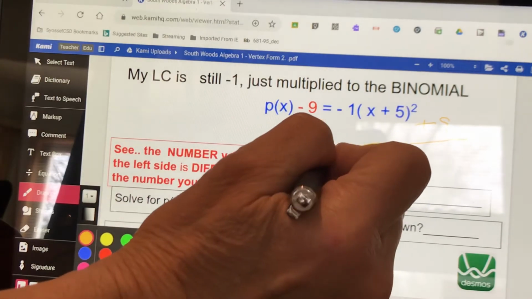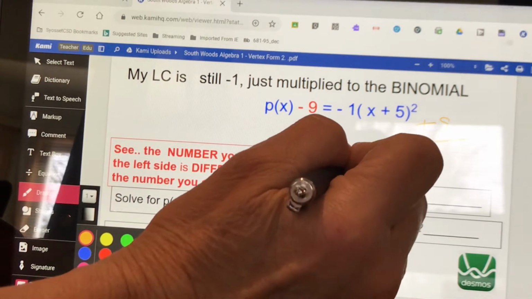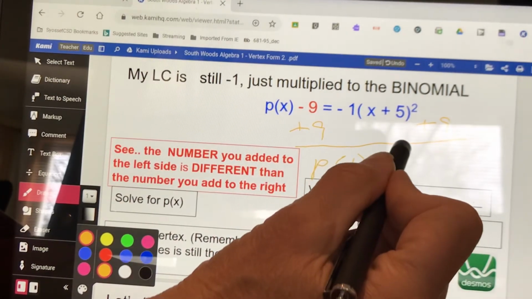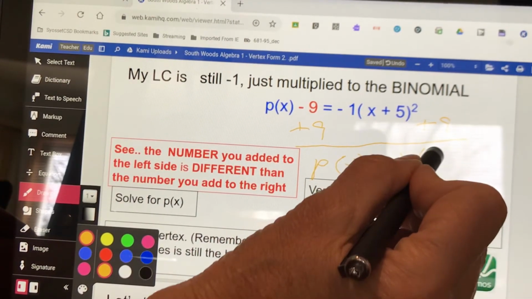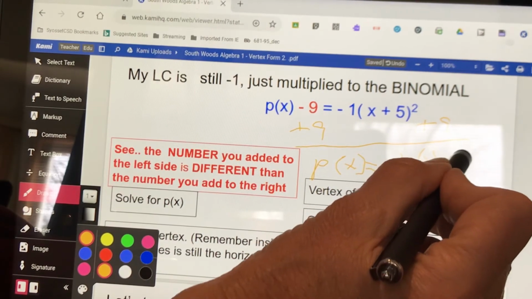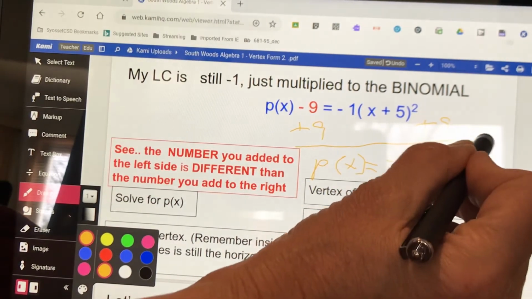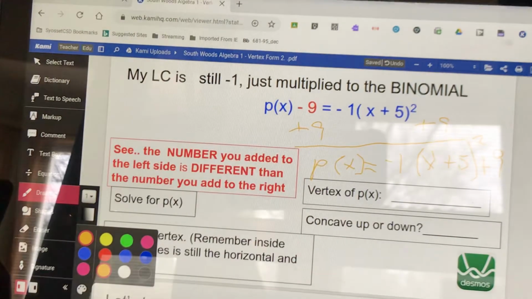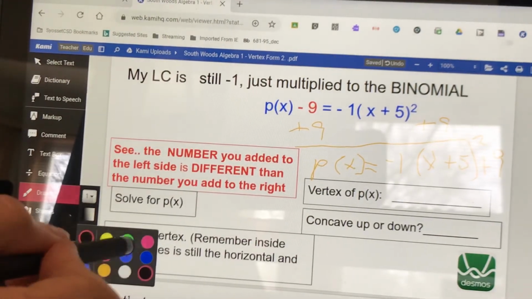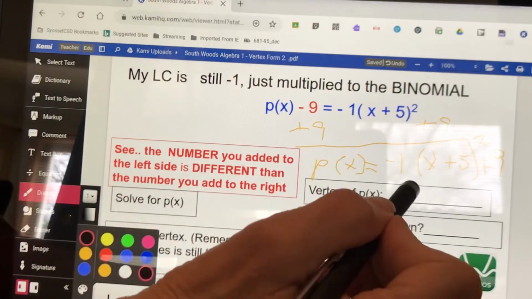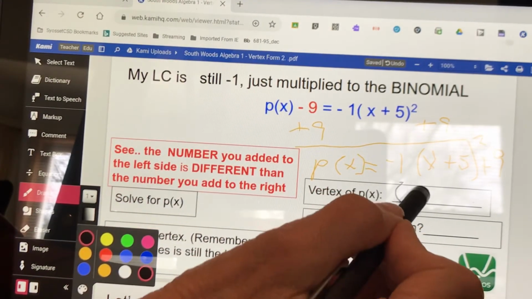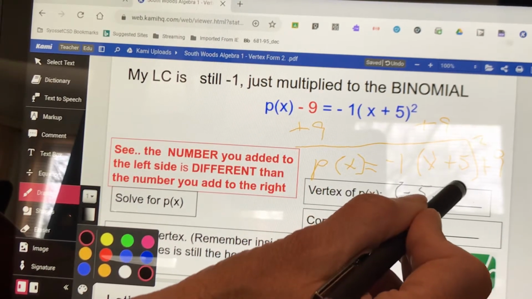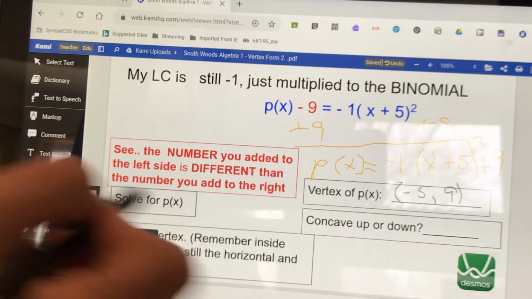Once you do that, I bet you can find the vertex. So you have p of x equals negative 1 times (x plus 5) squared plus 9. What could our vertex be? Well, the inside is the opposite of the x-coordinate, so that's negative 5. The outside is the same sign as the y-coordinate, that's positive 9.